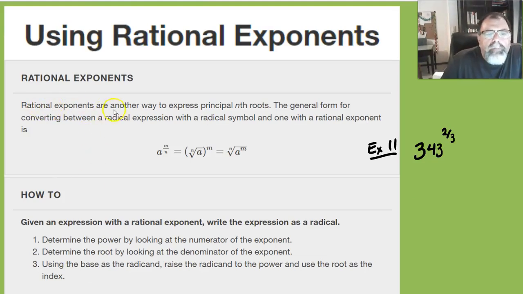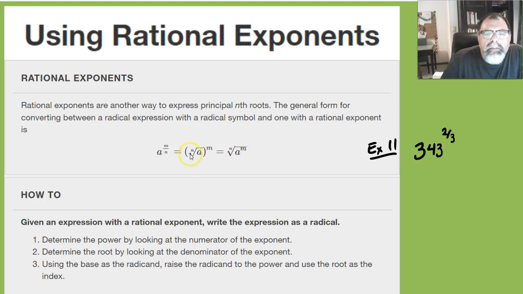Okay, so rational exponents are another way to express principal nth roots. So the general form for converting between a radical expression and a radical symbol with a rational exponent. This is what I was talking about. You can think of a square root as an exponent using this rule here. If you have a to the fraction exponent m over n, rational is another way to say fraction, right? Ratio. You're going to take the numerator of that exponent, and that's going to be the power, and the denominator is going to be the index.